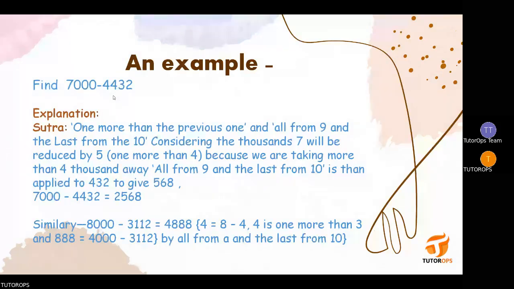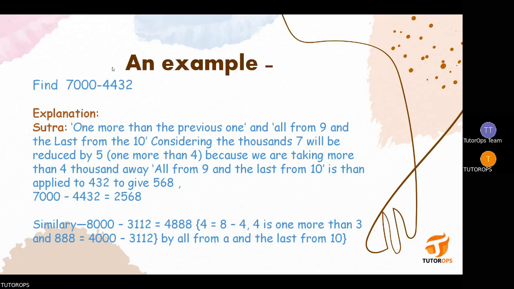So if we take more than 4 units from 7 units, what will be the remaining? The remaining will be a number which is less than 3 units, because we don't know the exact number until we subtract and get it. But we know the number we are subtracting is greater than 4 units and less than 5 units. So the result will be greater than 2 units but less than 3 units.